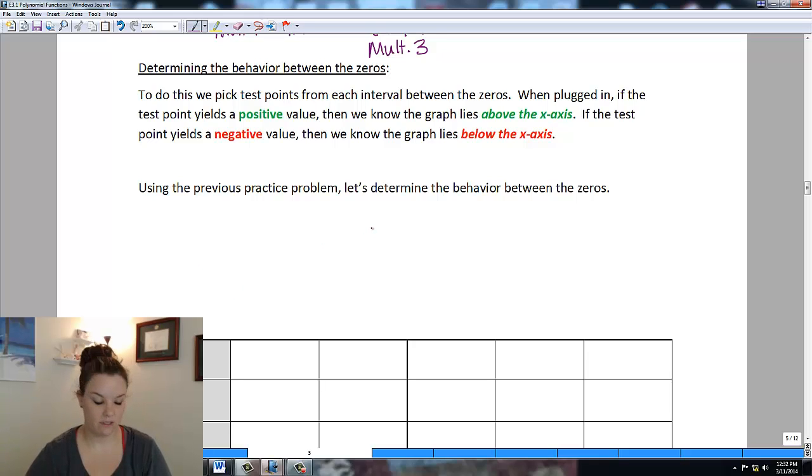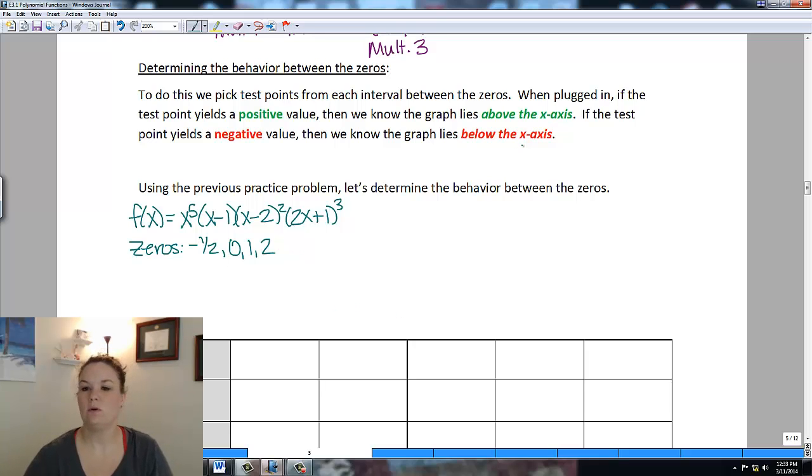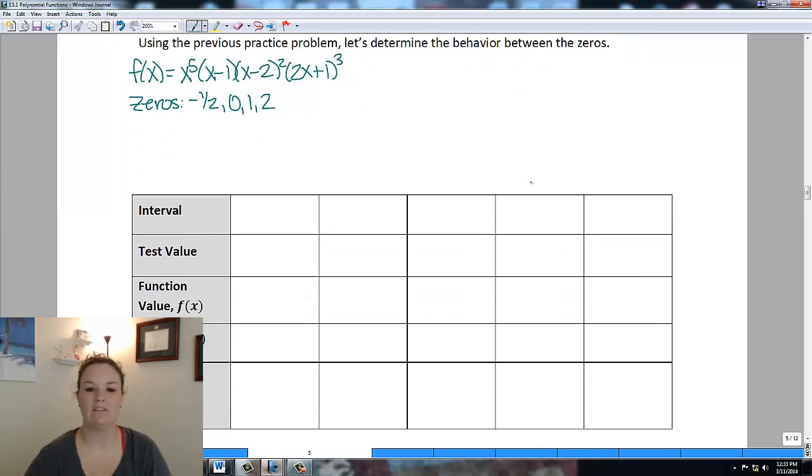So here it says use the previous practice problem. So I'm going to put what our last problem was down here. This one that y'all just did on the top of the page, which is f(x) = x^5 (x - 1)(x - 2)^2 (2x + 1)^3. Okay, and I'm going to write down here, because we already found our zeros. Our zeros were -1/2, 0, 1, and 2.